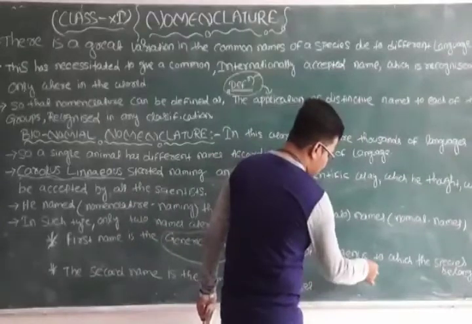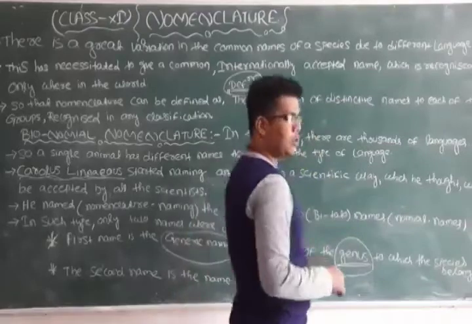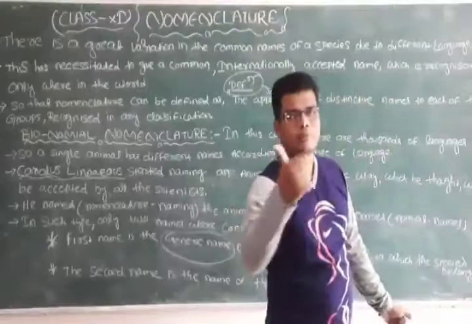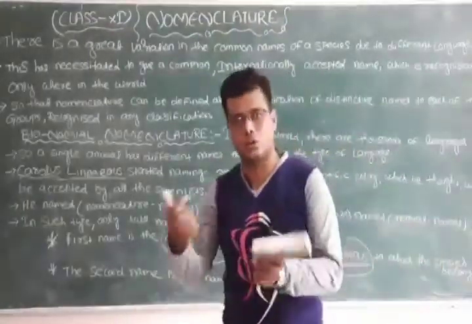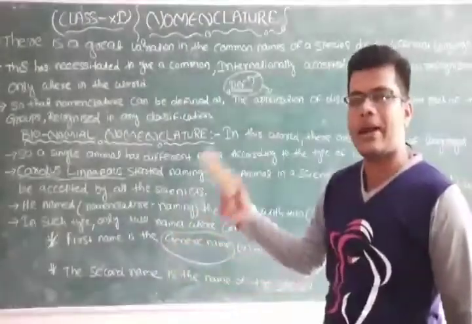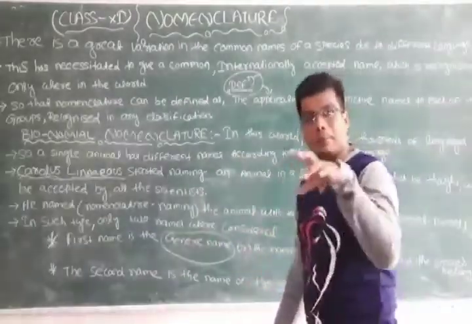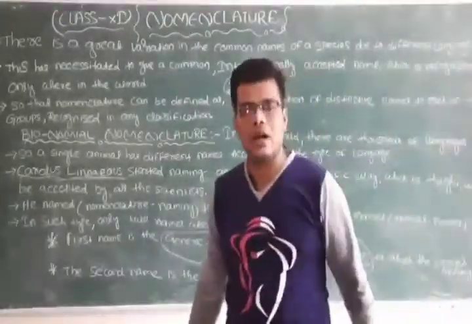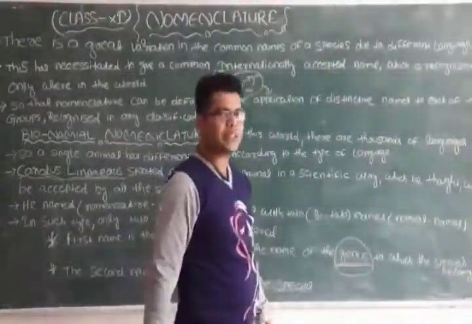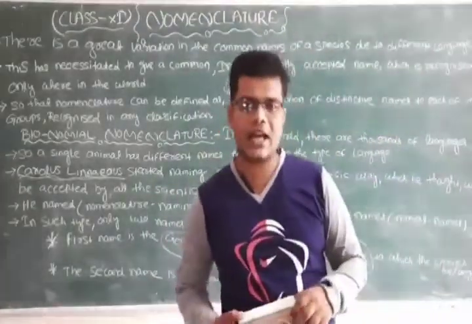The first name is the generic name, or the name of the genus, to which the species belongs. The first word given by binomial nomenclature is the genus to which a species belongs. The second word, or second name, is the name of the species.